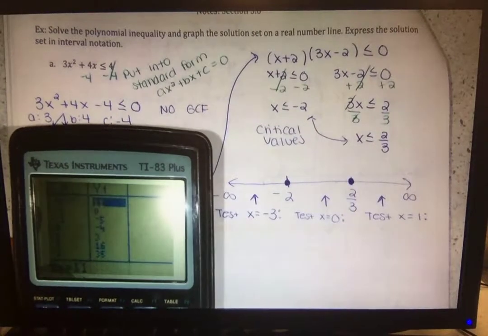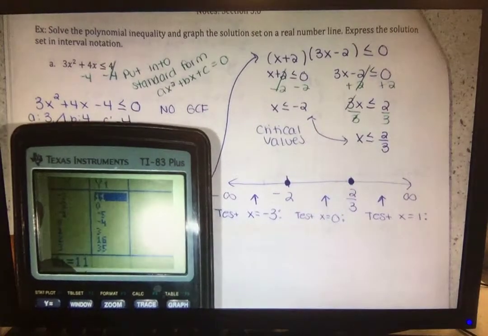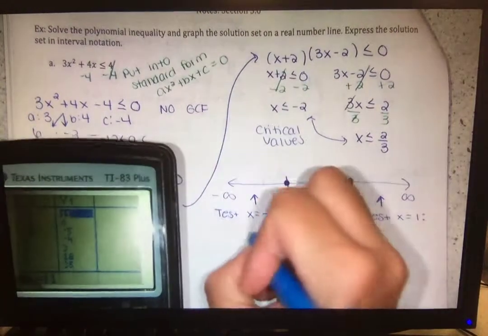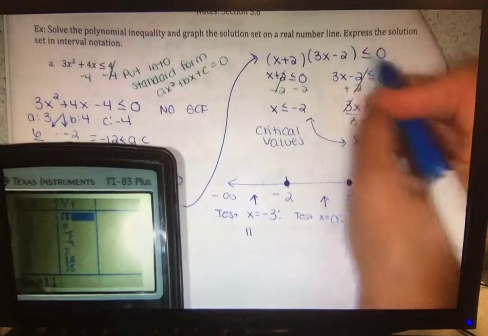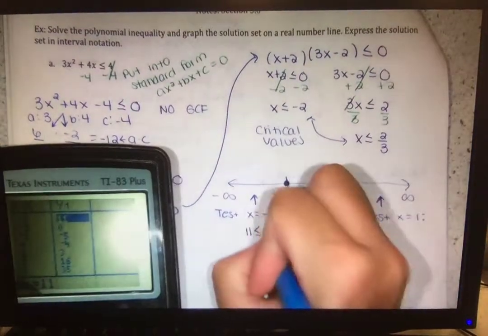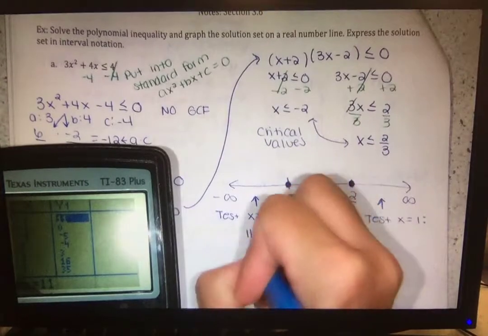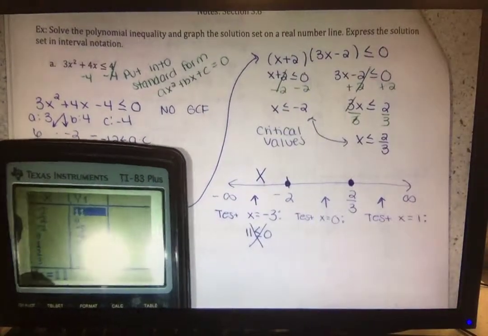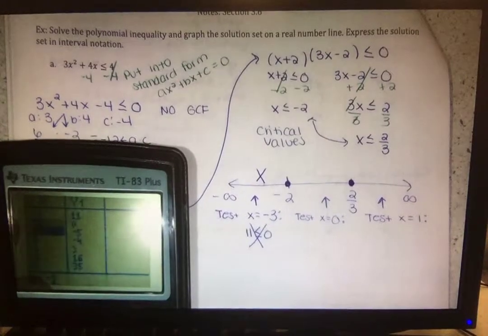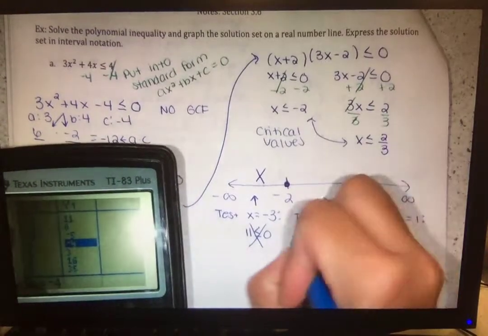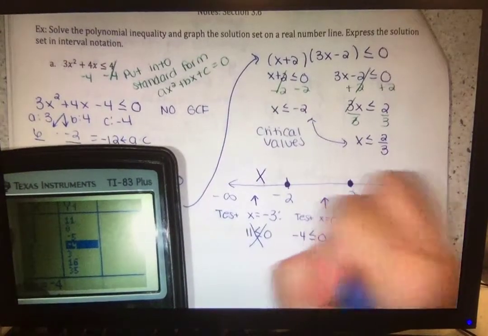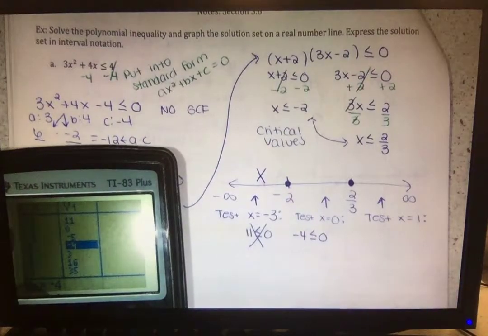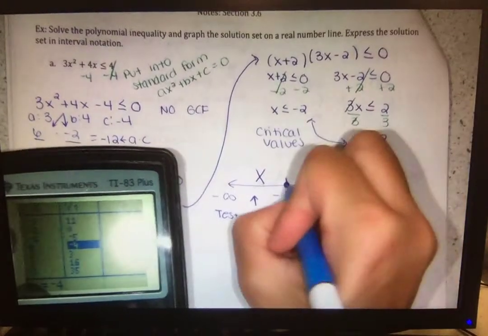Plugging in negative 3, we get out positive 11. So is positive 11 less than or equal to 0? No. Because that doesn't work, that section of the graph does not work. Plugging in 0, x is 0, we get out negative 4. Is negative 4 less than or equal to 0? Yes, so this middle section works.